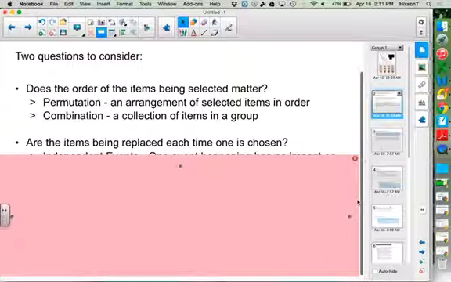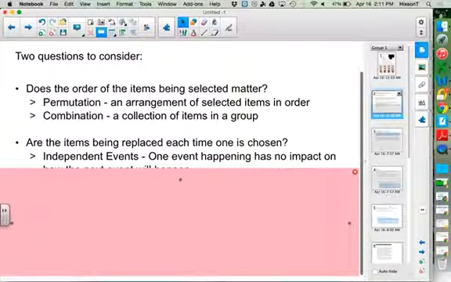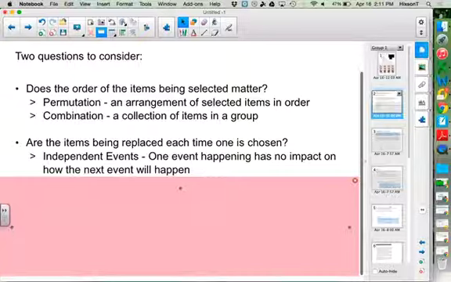Alright, I pick an 8 of clubs. Could I get an 8 of clubs the next time? Or is it gone now? So we have two terms that are somewhat related to this. They are not opposites. Okay, don't think that these two terms are opposites of each other. They're just two terms related to this concept. One is independent. Okay? One is independent. One event happening has no impact on how the next event will happen.